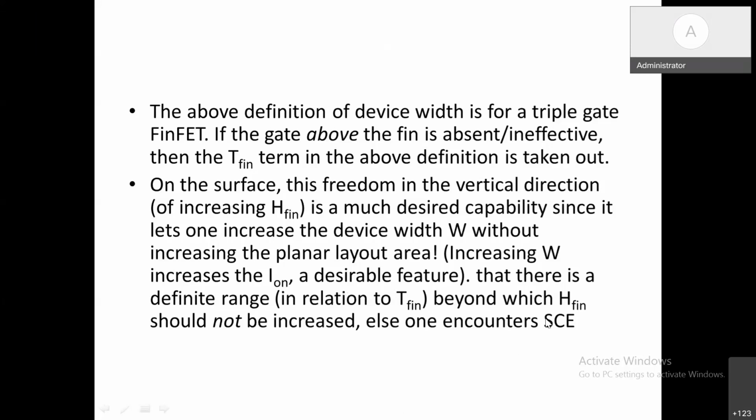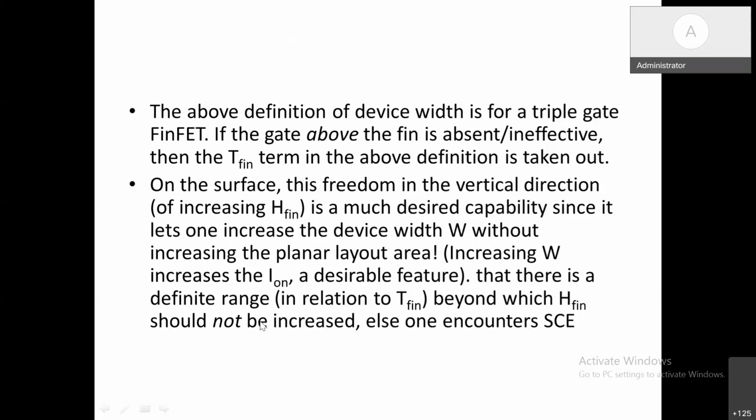And one more thing I want to mention here: when you increase H fin, it's an advantage, because we are increasing the width without increasing the planar layout area, and the current I on also increases. But there is a definite range beyond which H fin cannot be increased. Otherwise, we'll again encounter the problem of short channel effects.